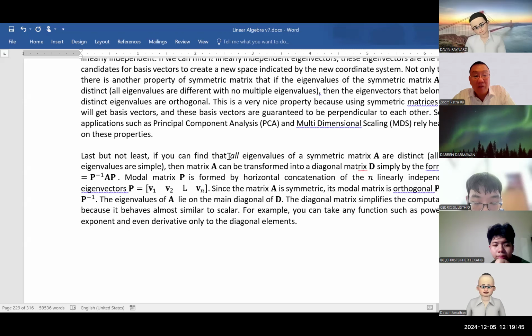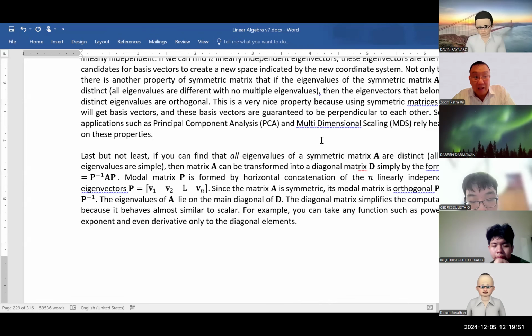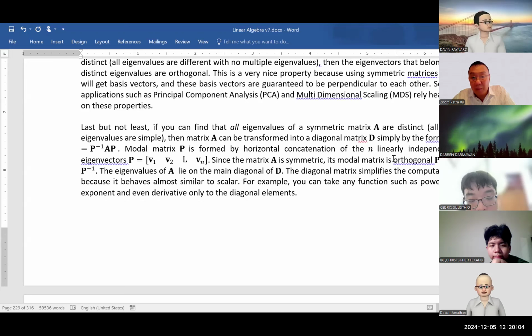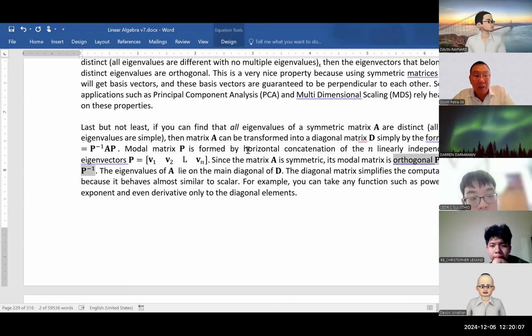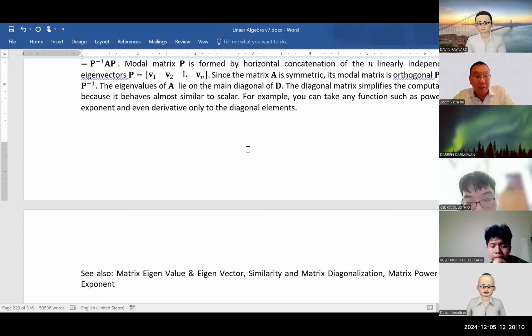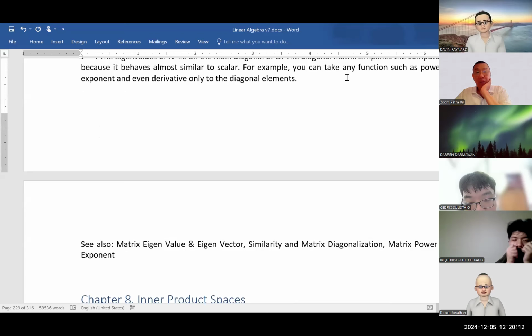If you find that all eigenvalues of the symmetric matrix are distinct, then A can be transformed into a diagonal matrix, and the modal matrix becomes orthogonal. Orthogonal matrix means P transpose equals P inverse. So this is a very interesting value. With this, the linear algebra is done, so you can present your work.